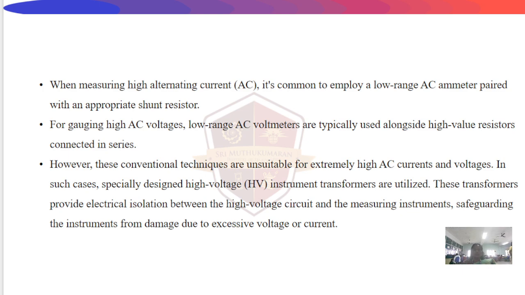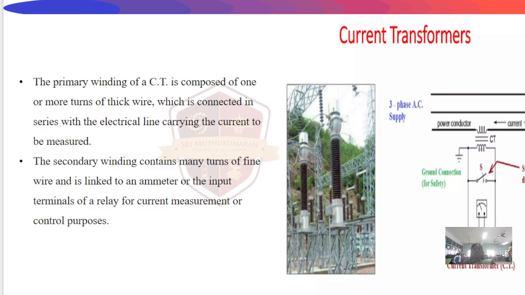Now let us discuss the current transformer. Commonly, it is called as CT. The current transformer is used to measure high AC current. Here, the current transformer circuit diagram is shown in the figure, and the actual current transformer picture is also attached here.